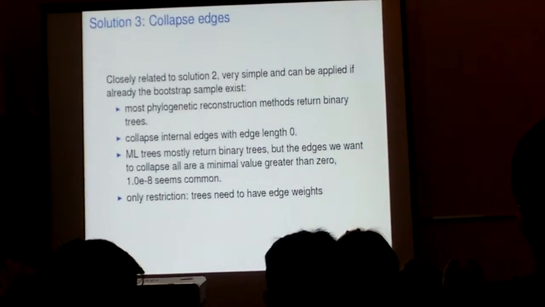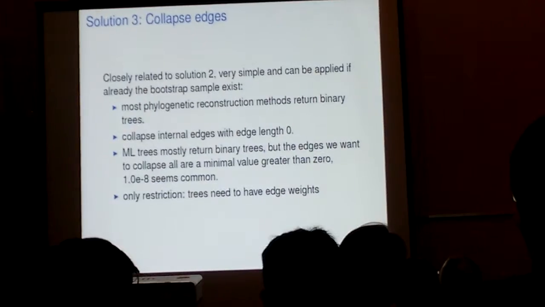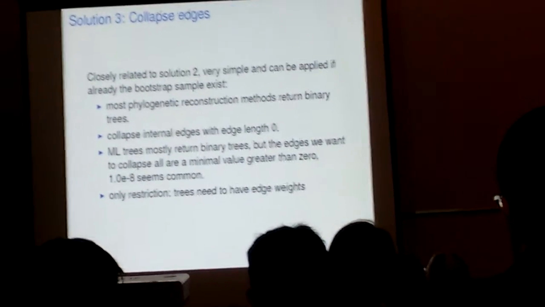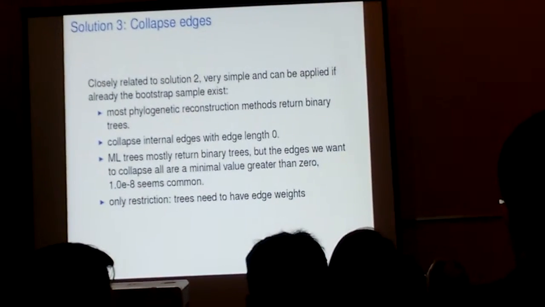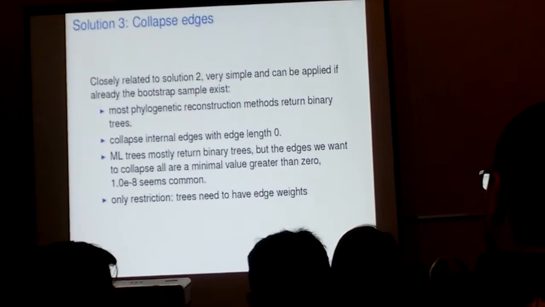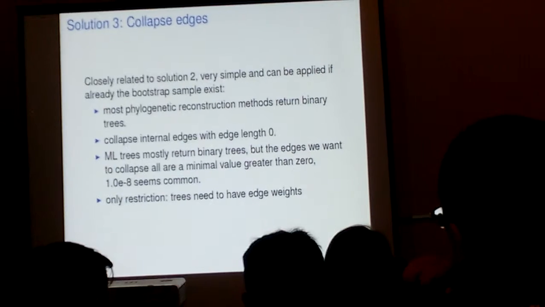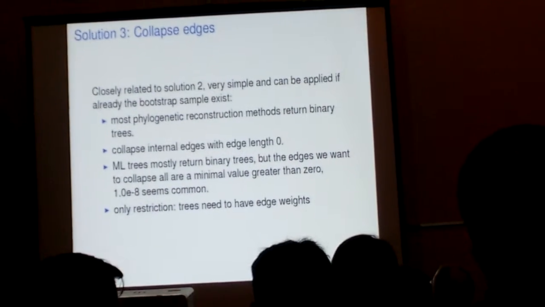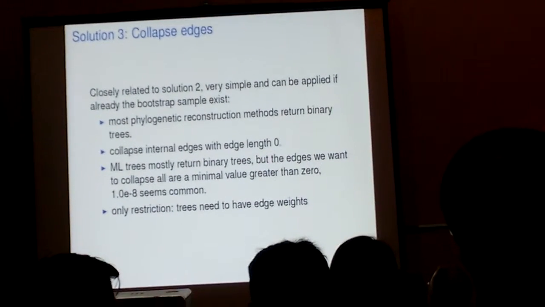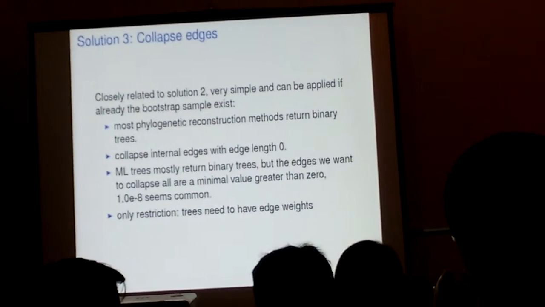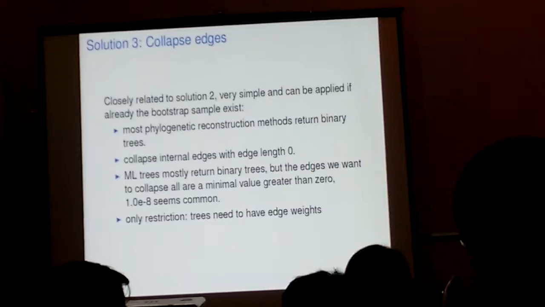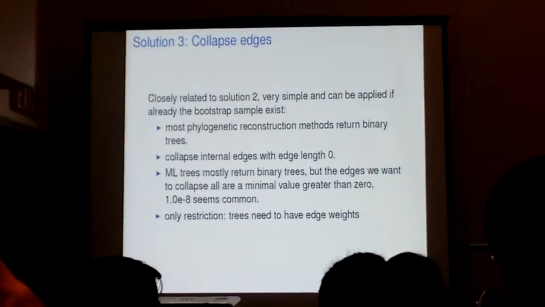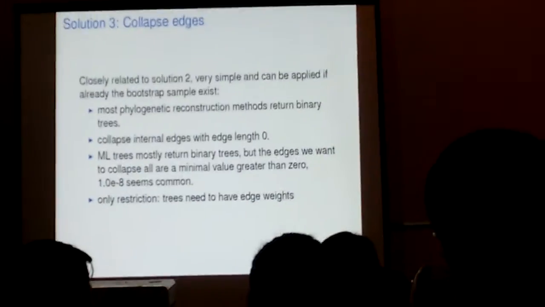The other way, the third solution, is if we have already made our bootstrap sample, we can do almost the same trick, because if you look at the edge lengths of each of the bootstrap samples, we see many of them are zero. We can just collapse these internal edges which are zero, we get multifurcations, and if we then build a bootstrap tree from these multifurcating trees, these edges which had 100% bootstrap before are just missing, so they have 0% support.